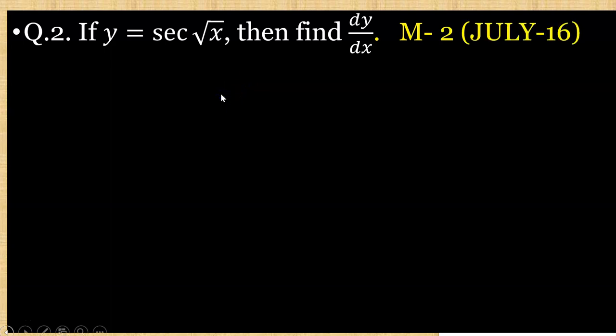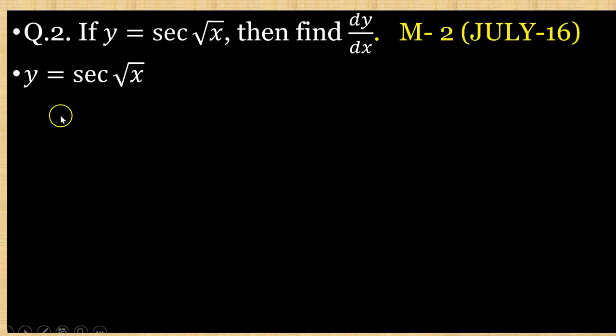Now next, question number 2. Now important examples from exercise 1.1. This is the first example which has been asked in the board examination. If y is equal to sec root x, then find dy by dx. It has been asked in July 16 or March 2.